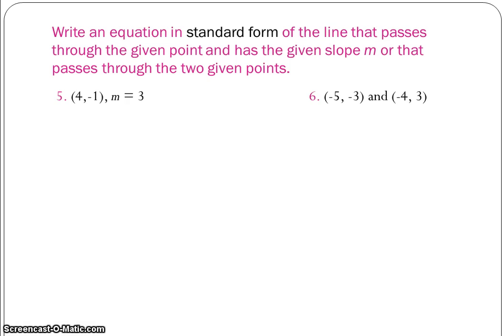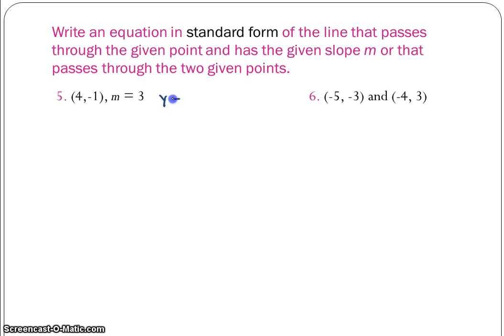Write an equation in standard form of the line that passes through the given point and has the given slope m, or that passes through the 2 points. So this looks a little bit familiar from what we've done before, Miss Hagra. Number 5, (4, -1), and it has a slope of 3. I know what to do.